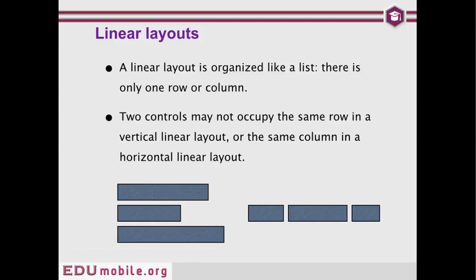So let's look at a couple examples. A linear layout, again, is organized like a list. There is only one row in a horizontal linear layout. There's only one column in a vertical linear layout. Two controls, in other words, and I want to specify this again, two controls may not occupy the same row in a vertical layout or the same column in a horizontal linear layout. So the little picture I have here, to the left is that of a vertical linear layout, and to the right is that of a horizontal linear layout. These are typically what these tend to look like.